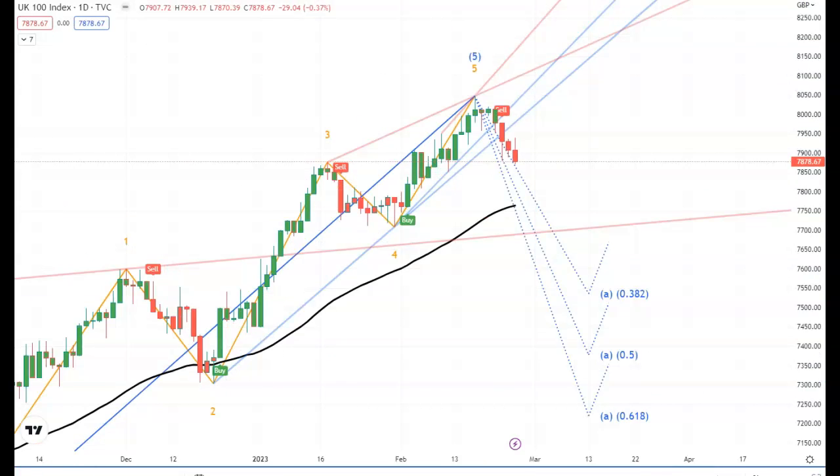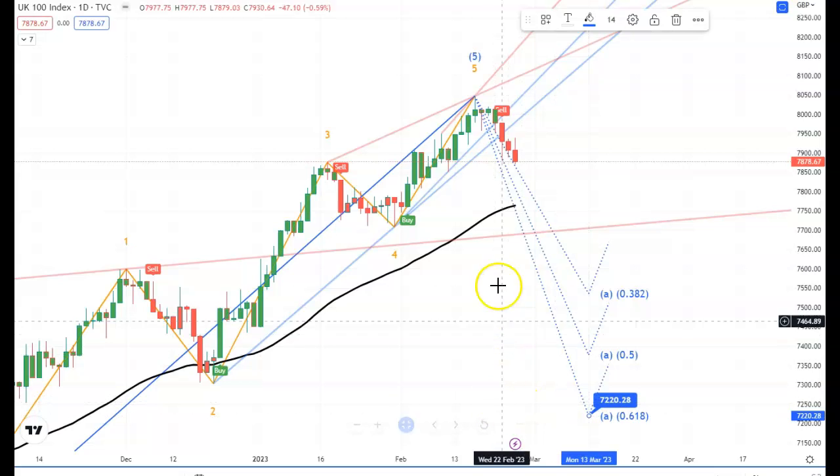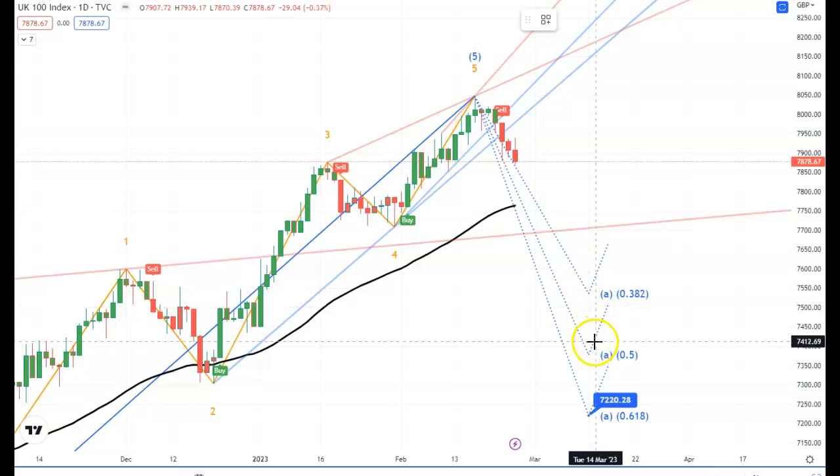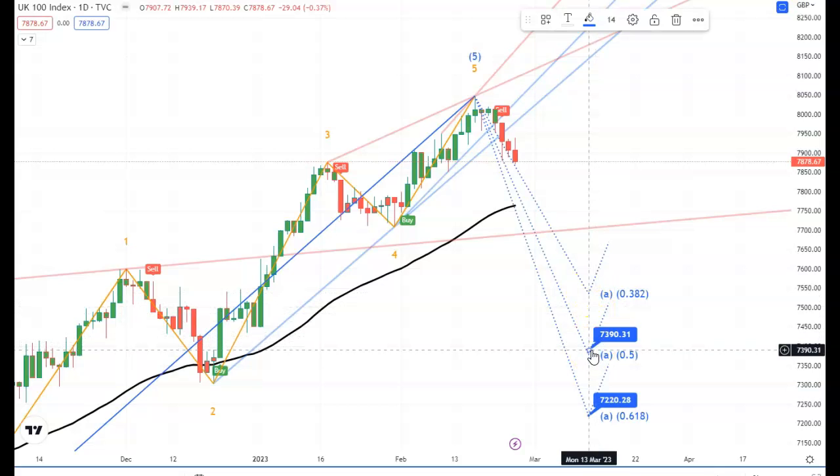FTSE 100 into a wave 5. This is what we're looking for, wave 4s and 5s. And a wave 5 indicates a reversal with negative divergence. So the price is going to go down to the bottom. It could go as deep as the 61.8% Fibonacci, but could go as low as this. So let's go in the middle, shall we? 73.90.